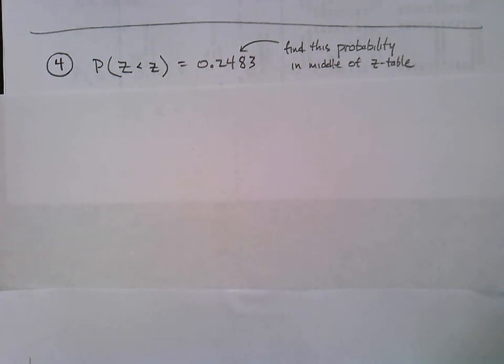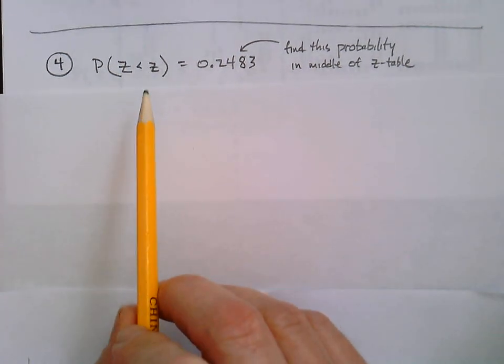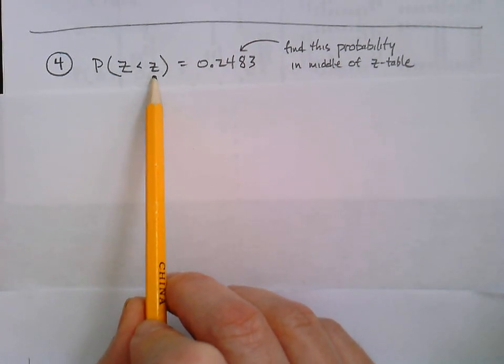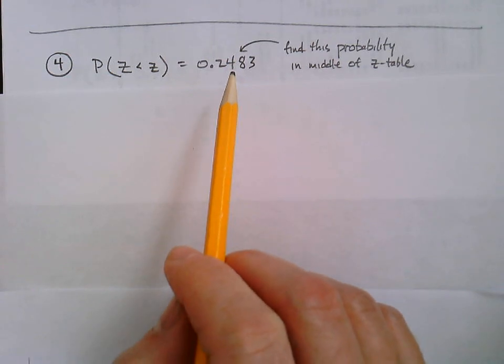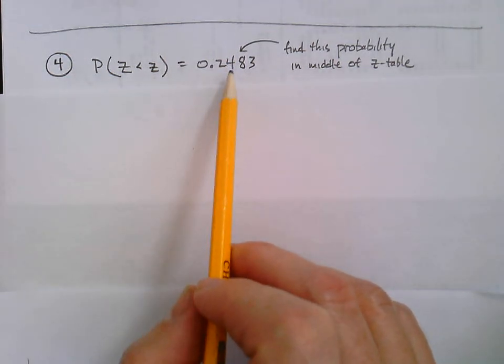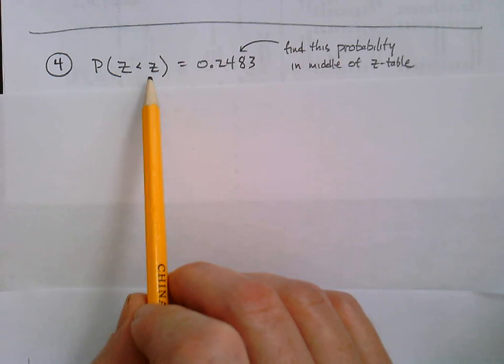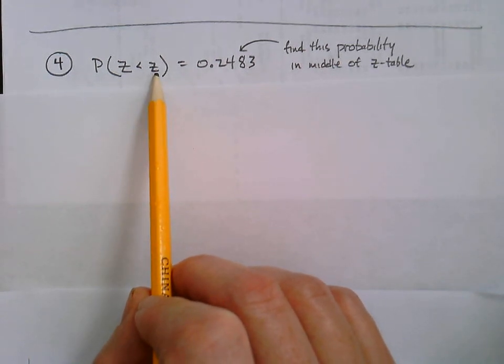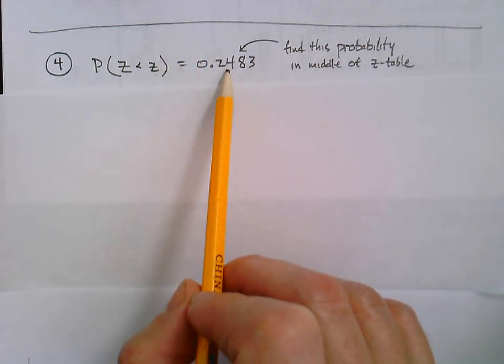Next up is practice number 4. It says find the z-score such that capital Z less than little z equals 0.2483. So now here's what they're doing in number 4. How is this different? So we're working backwards. We're not given a z-score. We're given what it's equal to, right? And we're going to have to work backwards to find what z-score would create this probability.